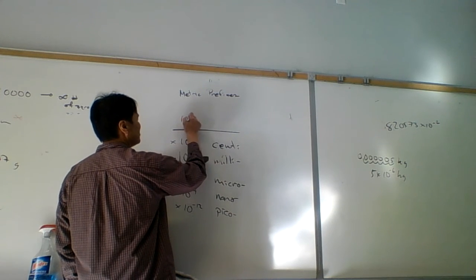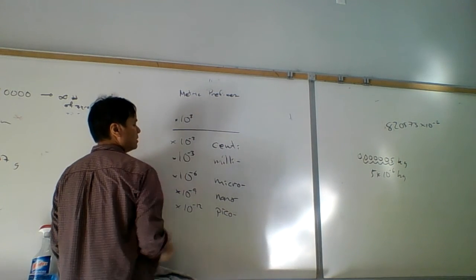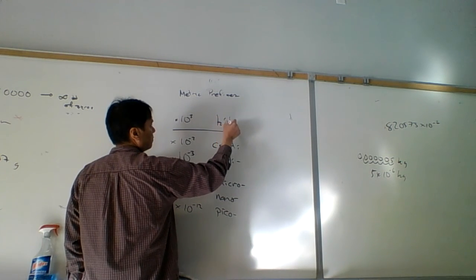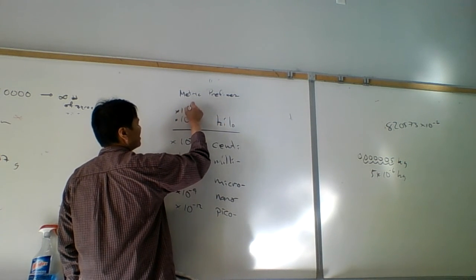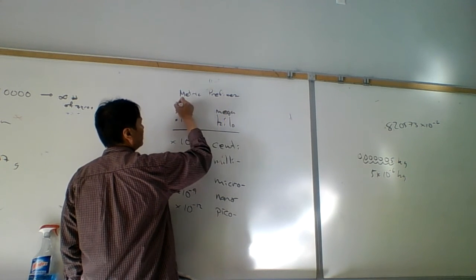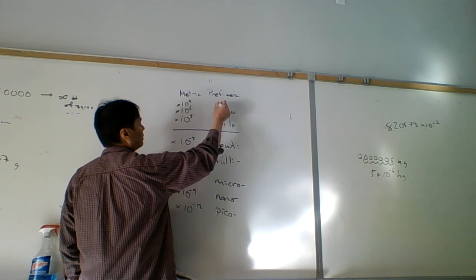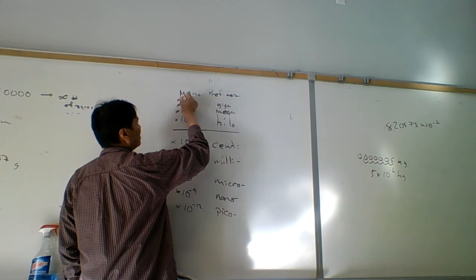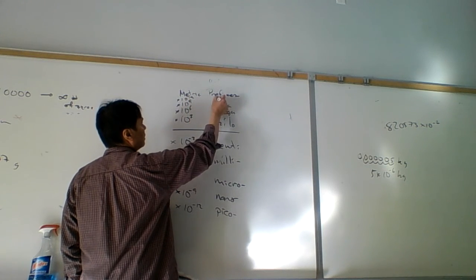And so here's our base. And we're going to go times 10 to the third. 10 to the third is 1,000. To be kilo. And then times 10 to the sixth would be mega. And times 10 to the ninth would be giga. And then times 10 to the 12th would be tera.